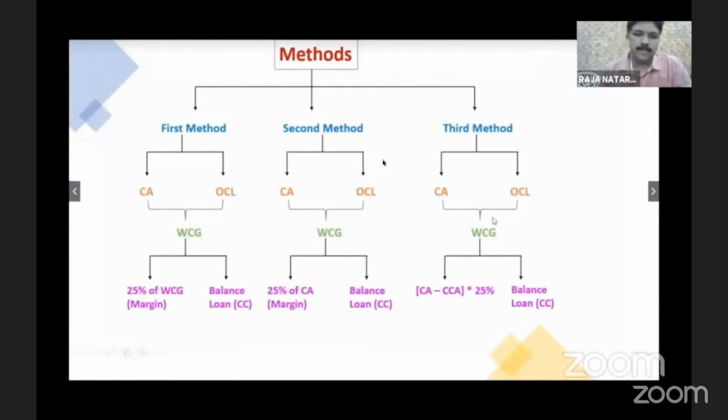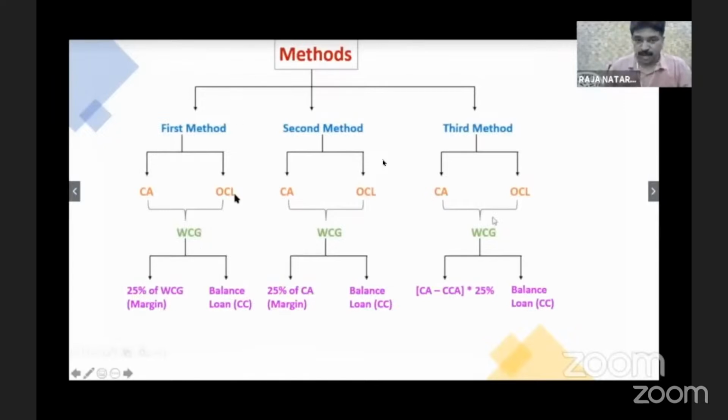Now this gap, how should promoters fund it? How much of the gap should be funded by the promoters? That is prescribed under method 1. Method 1 says 25% of the gap, whatever the gap, should be funded by the promoters. It means the balance can be funded by bank finance, cash credit.